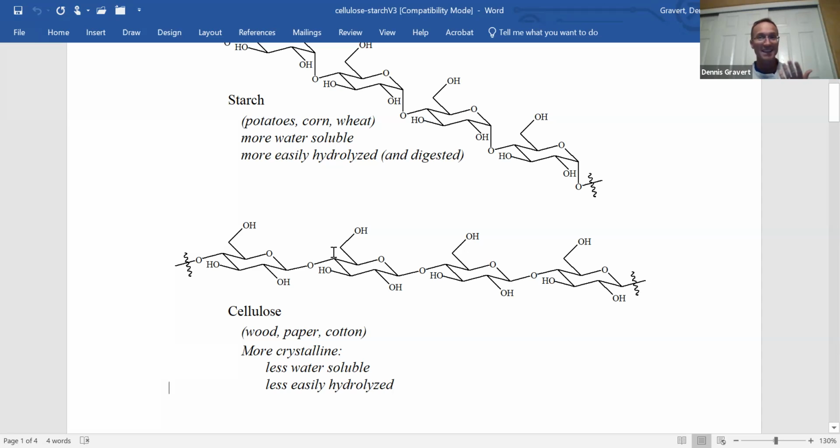We don't have the right enzymes, but we can break it when it's axial. So we can digest this form and not this form. And it's just an axial versus equatorial bond that makes mashed potatoes yummy. Well, I think so. Corn and wheat, but paper and wood, cotton, not so yummy.